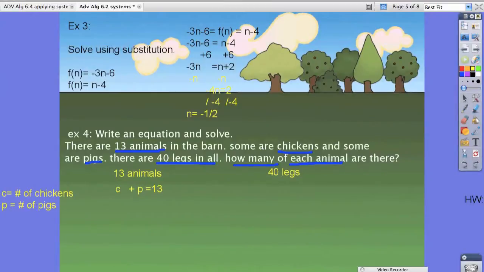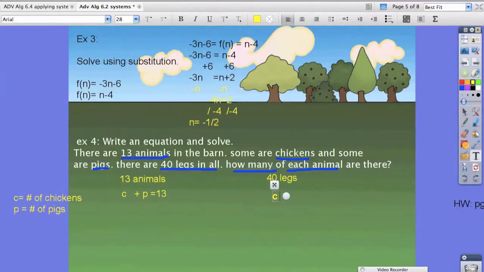Now, all we started with was the 13 animals and the 40 legs. And from there, you write an equation based on what you know. So we know that there's chickens and pigs, and there are 13 total. Now for the legs, it's the same principle. We have chickens and pigs, and there's supposed to be 40 legs. The only problem is, if c is the number of chickens and p is the number of pigs, then shouldn't that be 13?